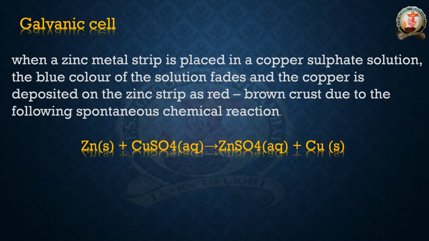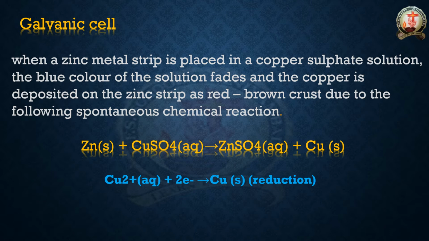See, copper sulfate is a solution in aqueous medium, and zinc is a solid strip. So what happens? The sulfate attacks the solid zinc, and we get copper in solid form. The zinc metal strip changes from red color to brown color. Finally, the copper 2 plus ion in the aqueous medium gains 2 electrons and becomes solid copper.